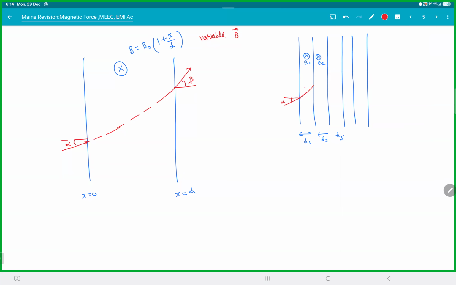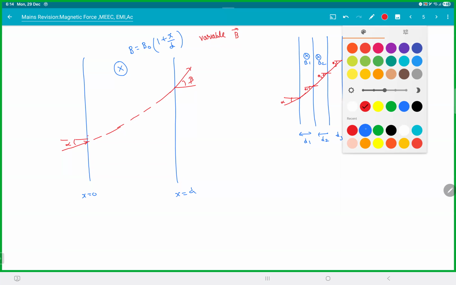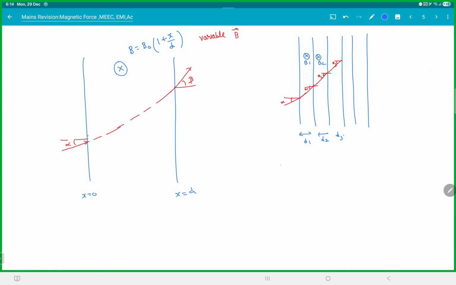When you enter here, this is theta 1. So when you enter here, this is theta 2. When you enter here, it is theta 3. Basically, the final angle will be the initial angle for the next section. So this is how the formula would propagate. Sine theta 1 minus sine alpha will be d1 by r1, sine theta 2 minus sine theta 1 for the next section. Theta 1 would be the entry angle, d2 by r2, and so on.